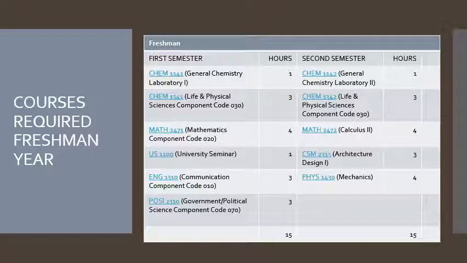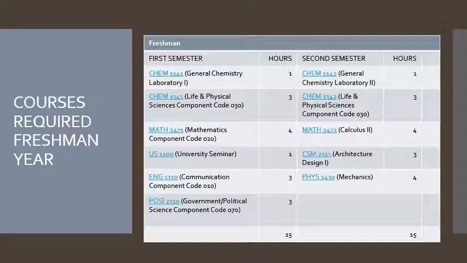You will take a university seminar, which is a lecture on the means and goals of the university. Your English period is exploring and shaping ideas through expository writing. You take political science as well. Political science is a survey of the principles of political science of the American system of government and the origins and development of the Constitution of the United States and Texas.